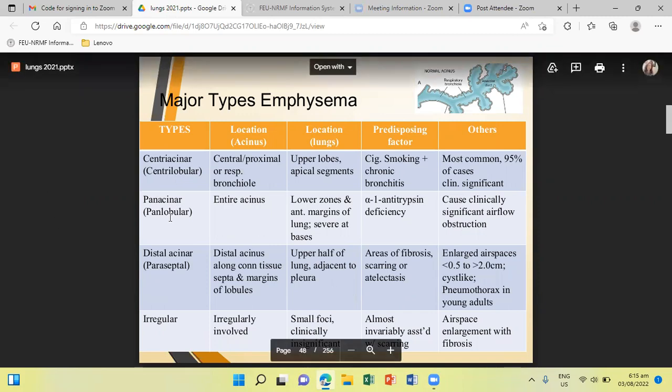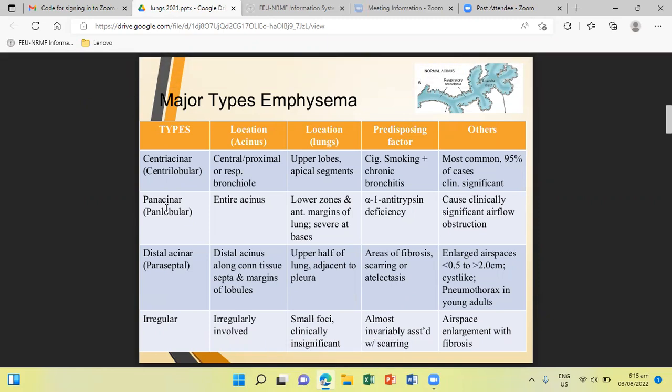Panacinar, on the other hand, in this type, the acini are uniformly enlarged from the level of the respiratory bronchiole to the terminal blind alveoli. The prefix pan should remind you that it refers to the entire acinus, not the entire lung, entire acinus. In contrast to centriacinar emphysema, panacinar emphysema tends to occur more commonly in the lower zones and in the anterior margins of the lungs, and it is usually most severe at the bases.